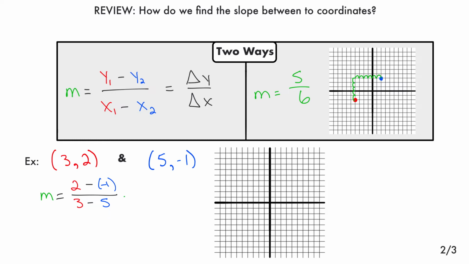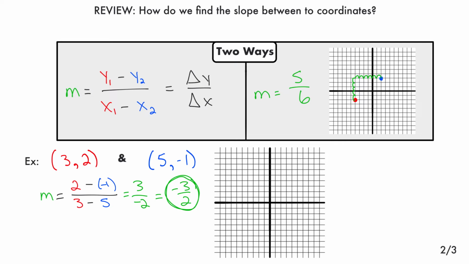That's going to be equal to 2 minus -1, which is the same thing as 2 plus 1. 2 plus 1 is 3. 3 minus 5 is -2. Typically, we like writing the negative in the numerator, in the top part of the fraction, so I'm going to rewrite that as -3 over 2, and there is my slope.